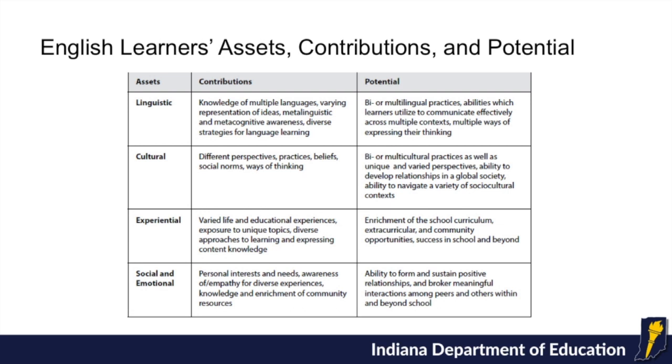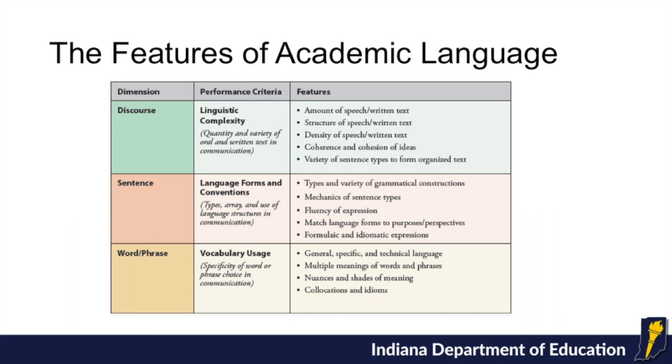These experiential contributions have the potential to lead to enrichment of the school curriculum, extracurricular and community opportunities, and success in school and beyond. Socially and emotionally, English learners contribute personal interest and needs, awareness of and empathy for diverse experiences, and knowledge and enrichment of community resources. These contributions have the potential to form and sustain positive relationships and broker meaningful interactions among peers and others within and beyond school.